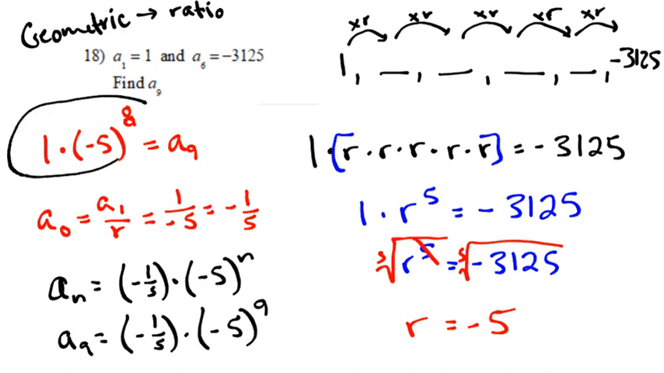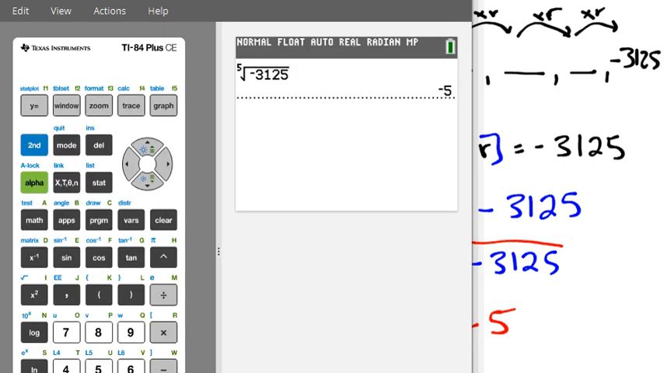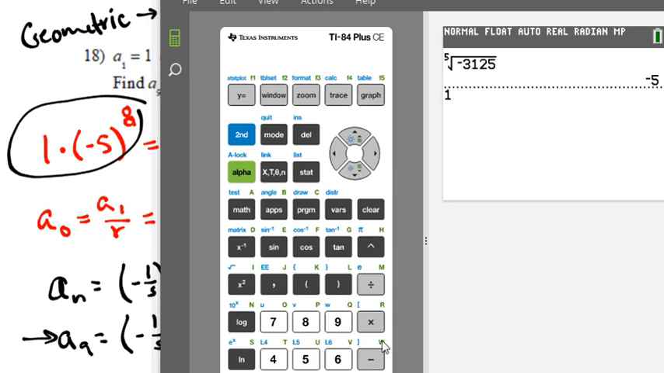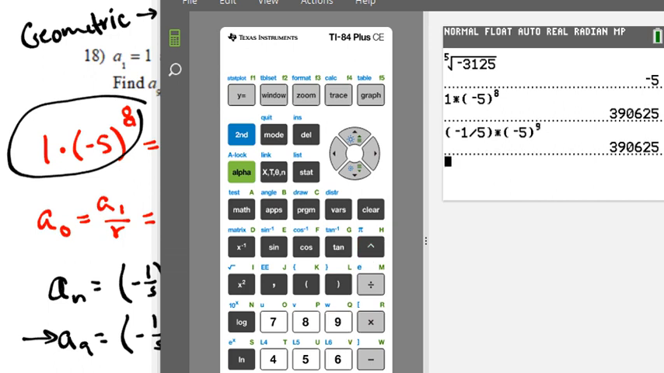So I'm going to do this one, and I'm going to do this one, and show that they come out to be the same thing. So the first one we had 1 times, I'm going to put this in parentheses, negative 5 to the 8th power. And then on this one, I'll do negative 1/5 times negative 5 raised to the 9th power. And you get the same thing.